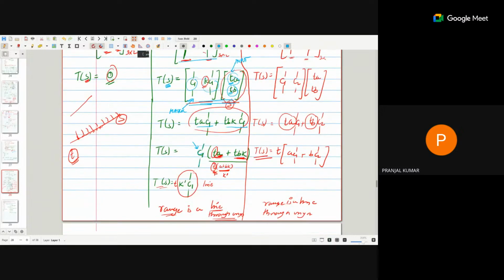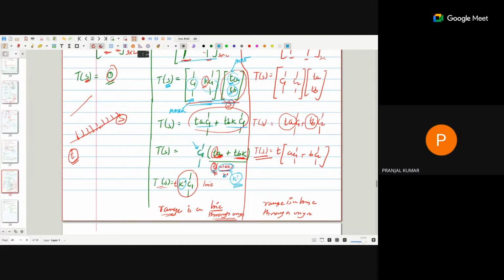Now I am just collecting the terms. So C1 I have taken common out: ta plus tbk. Now I have taken t also common out: a plus bk. Now a plus bk are already constants, right? Yes or no? So I replace these constants with just another constant which represents them, by k dash. This is not important actually, just note it for the time being. So k dash I have written here.